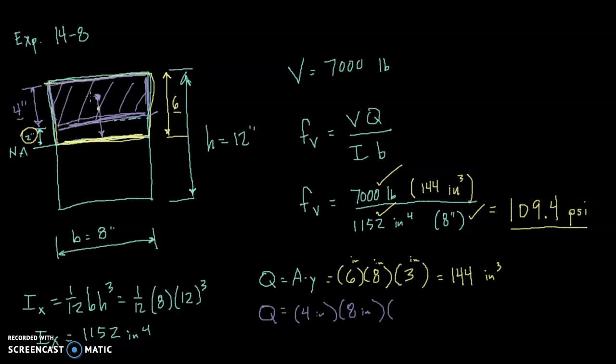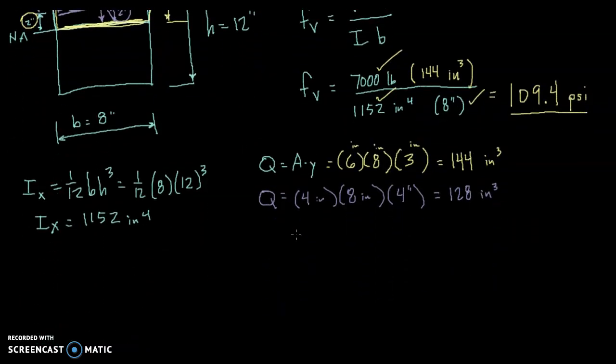Well, the rectangle is 4 inches deep, so I'm coming down 2 inches, and then another 2 inches to the bottom of the purple rectangle, and then another 2 inches to the neutral axis. So 2 plus 2 is 4 inches, the y bar value. So now I've got 4 times 8 times 4, which is 128 inches to the third.